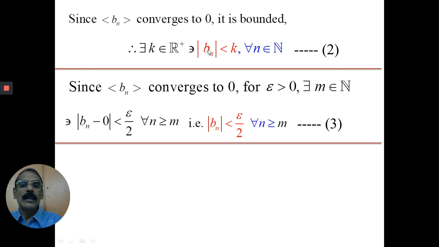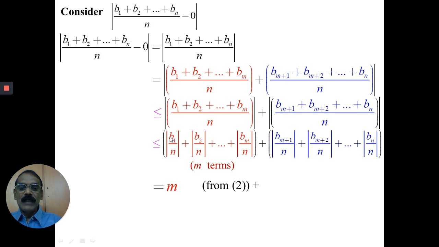So, we are going to use it for b1, b2, b3, and so on up to bm. We are going to use this inequality, that is less than k. Look at this here. Here we have modulus of b1, which is less than k. Modulus of b2, less than k. Modulus of bm, less than k. Therefore, each bi, i from 1 to m, is less than k. There are m terms and each bi is less than k. Therefore, we can write this as less than m into k.